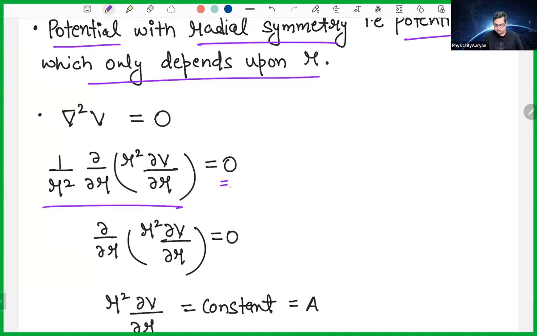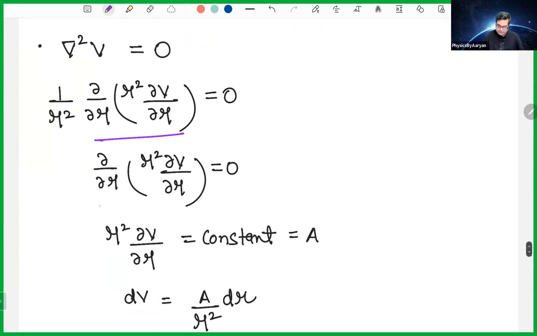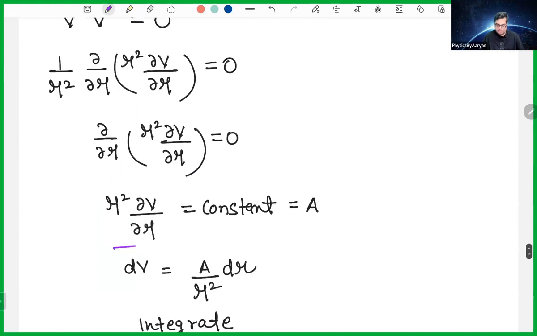This is equal to 0. If this is equal to 0, it means this thing is equal to 0. And if this thing is equal to 0, it means the derivative of something is 0. So basically what you're saying is the derivative of this thing is 0. It means this thing is constant, because the derivative of a constant is 0. So if this thing is constant, then I can say r square del V by del r is some constant. Let's call that constant a.